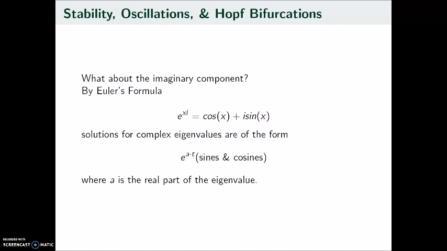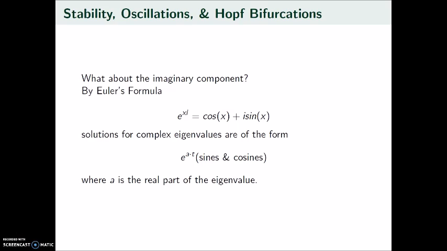So the way we deal with this is using something called Euler's formula. And you can see Euler's formula here. I'm not going to go through the whole derivation, but the ultimate result that you should be interested in is that we end up with e to the power of a constant times t times some sines and cosines, where that constant is e to the power of the real part of the eigenvalue times some sines and cosines.